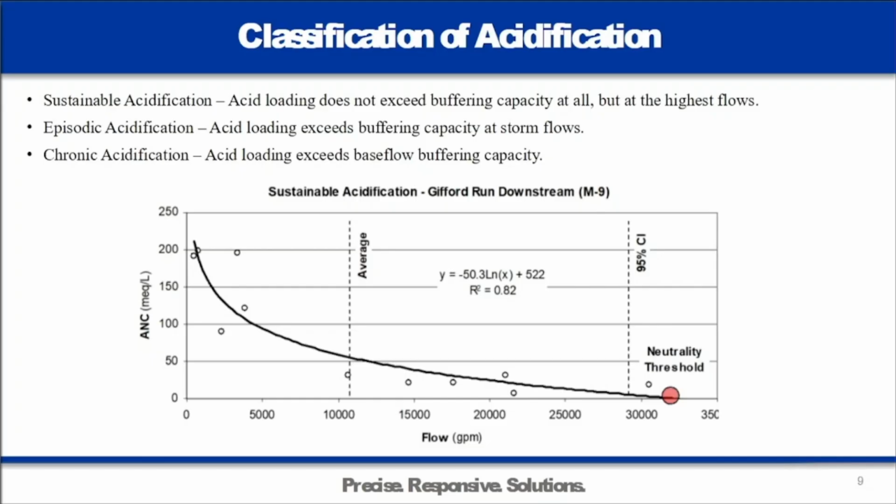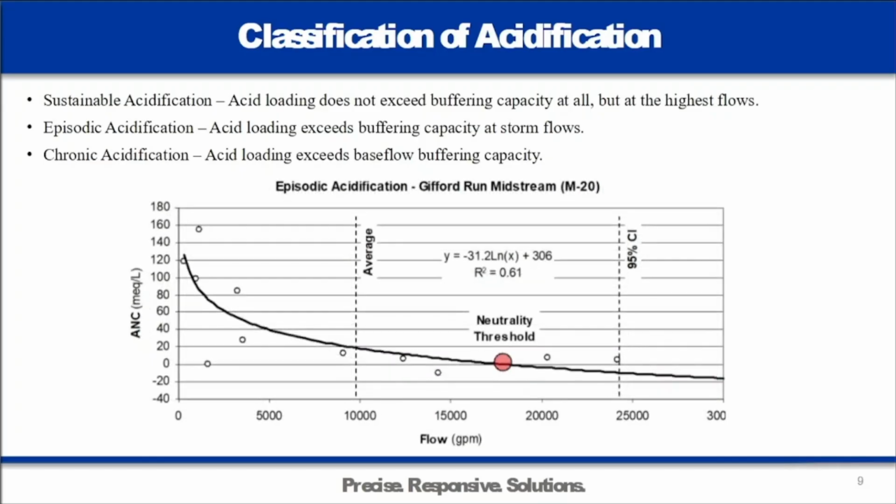So we have 3 classifications. A sustainable acidification is a stream where this neutrality threshold is above the 95% confidence interval. This would be your standard streams within northern Pennsylvania that are not known to be acidified. So you go there most of the time, all but the highest flows, you will have fairly good pH values and a buffering capacity to them.